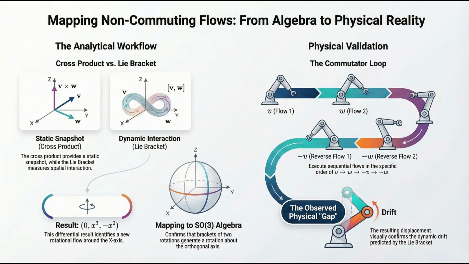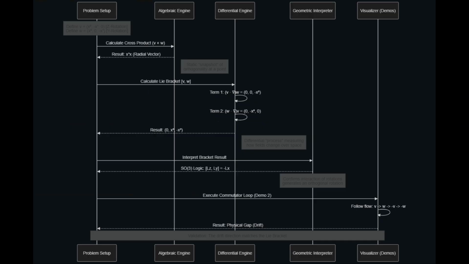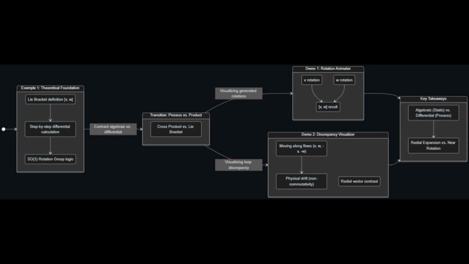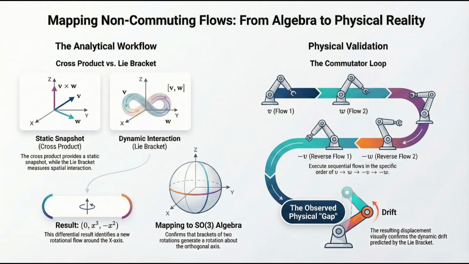The final validation occurs during the commutator loop stage, where a sequence of movements is executed. The resulting physical displacement proves that the process approach accurately predicts the dynamic drift caused by the order of operations, whereas the static snapshot does not. Ultimately, these two frameworks within the derivation sheet demonstrate that in complex systems, the order in which actions are taken matters, and the gap found at the end of a sequence of movements is a physical manifestation of these deep geometric interactions.